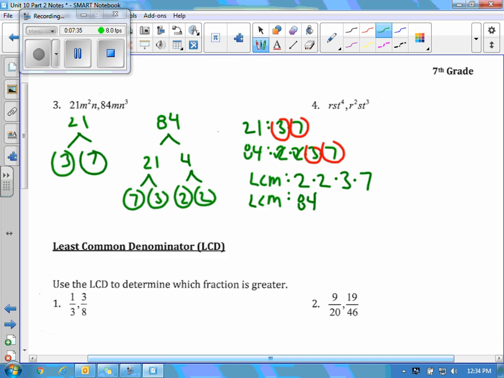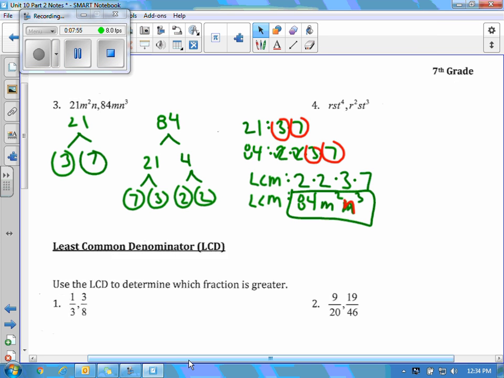And then we need to look at the variable parts. I have m squared and I have m, so I take the higher one, I'll take m squared. And then I have n and n to the third, I'll take the higher one, n to the third. So my least common multiple is 84 m squared n to the third. Number 4 I will leave for you guys.